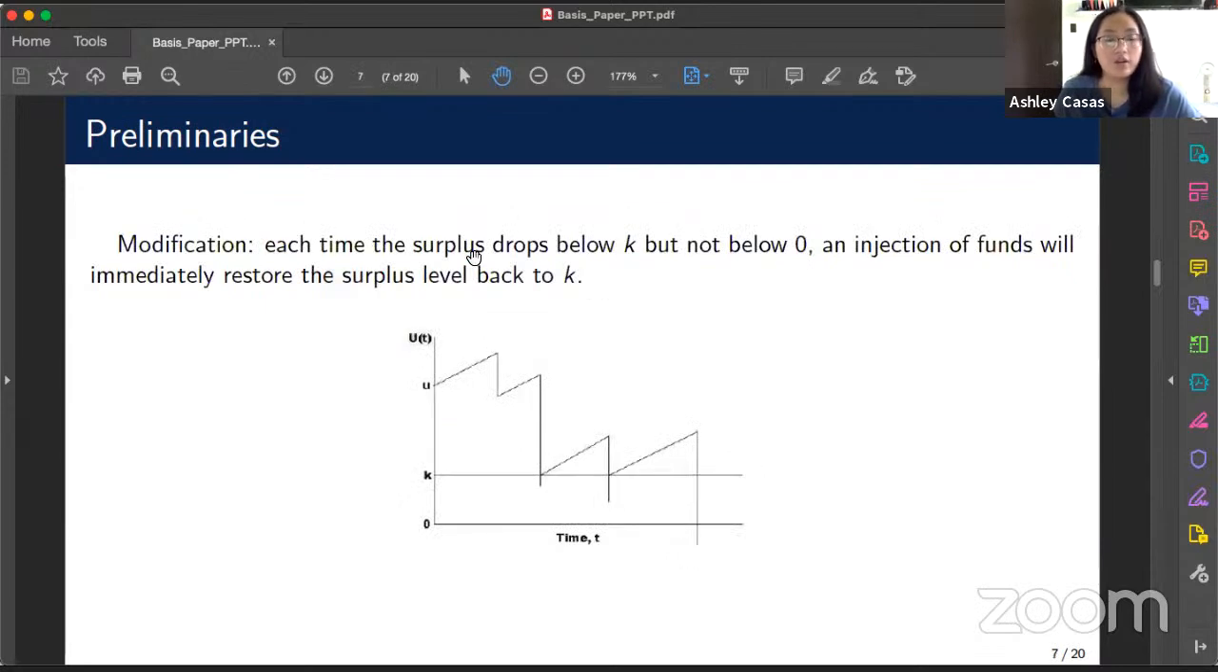So we now introduce a modified process which includes a low barrier k. The modification to the classical risk process is that each time the surplus drops below k but not below 0, an injection of funds will immediately restore the surplus level back to k, so that the surplus process continues from level k after the payment of the claim. So as you can see here, when it falls below K, it rises again because of the payment of the reinsurer. It also happens here. But when it goes below 0, the reinsurer will no longer pay. So it goes straight down and is recorded as ruin.